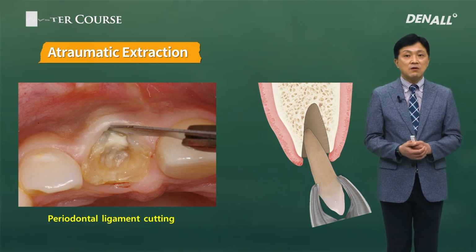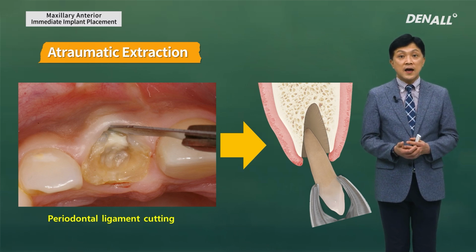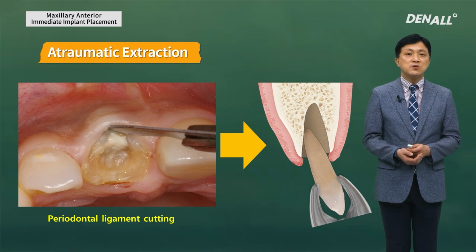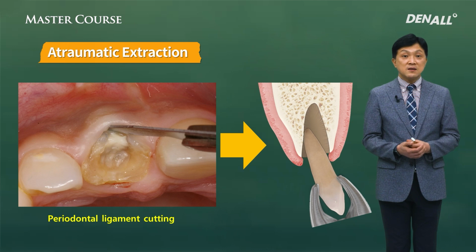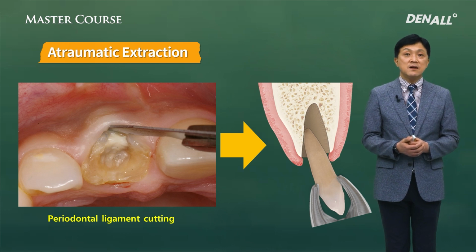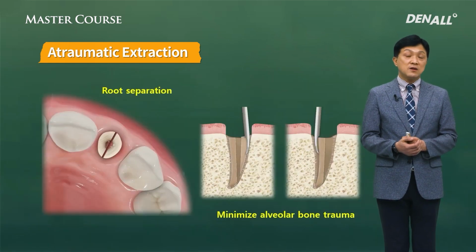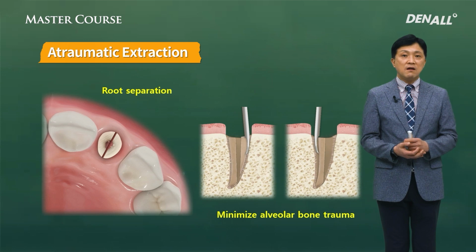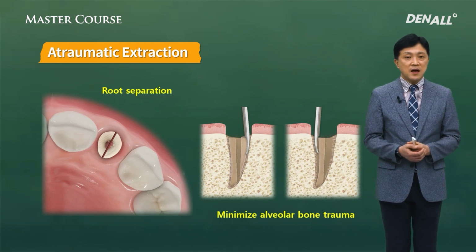After going through all of this, you need to do the extraction to minimize the damage to the surrounding soft tissue or labial alveolar bone. However, in this case, if we cannot have appropriate support so that we cannot do forceps delivery, we can cut the root. We can separate the root like this.